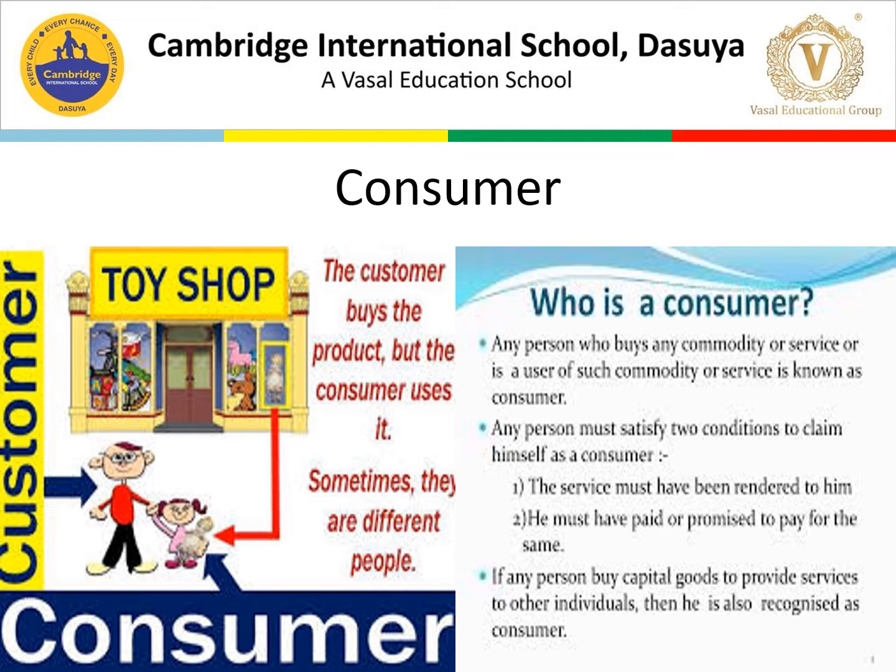So if you're buying any product, like you're buying any toy, then you people are customers. If you are consuming, like you are consuming biscuits, you are consuming milk, so you are using that particular product, so you people are called consumers. I hope this is clear to you now.